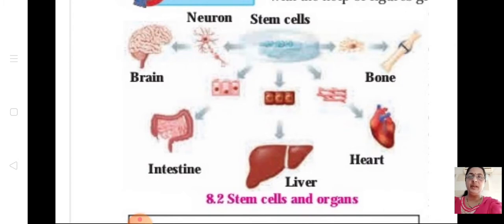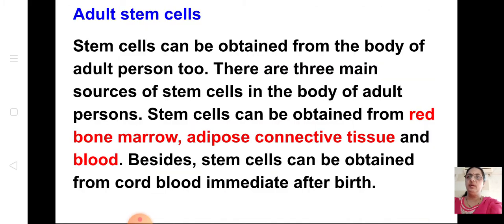This is the embryonic stem cells. Okay. Now let us see the next type, which is called the adult stem cells. Stem cells can be obtained from the body of an adult. So first we saw it in the embryonic stage. Now it is even in the adult stage also.